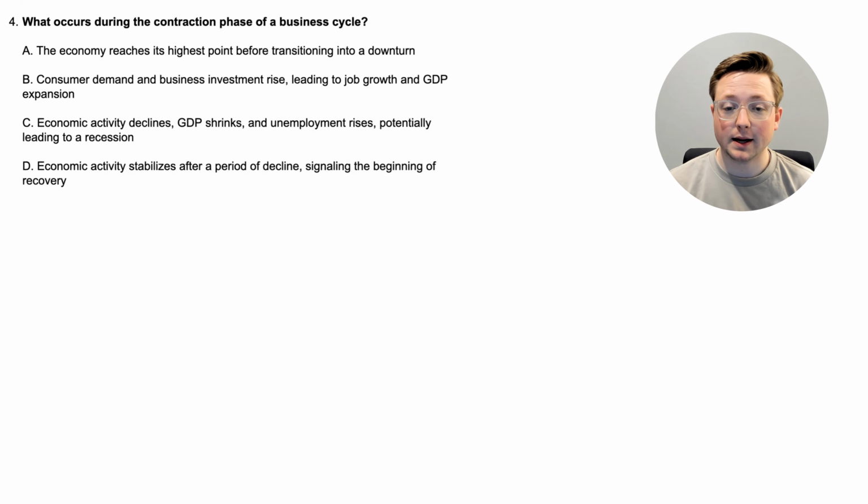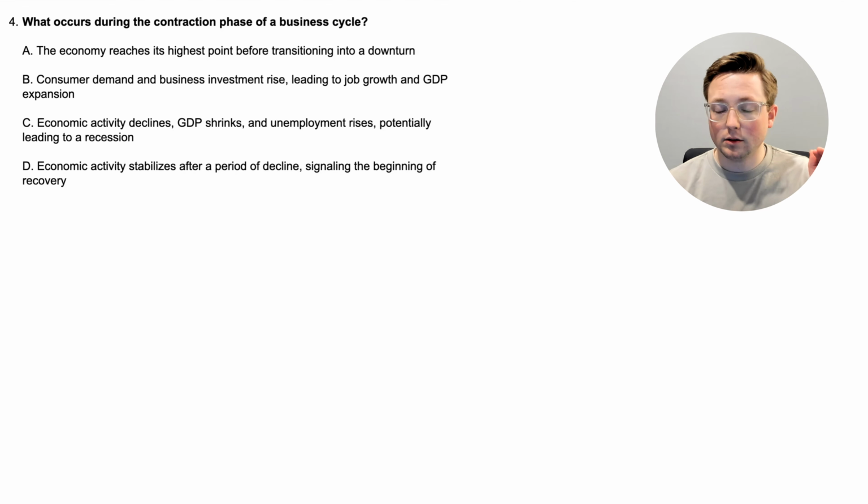Option B, consumer demand and business investment rise, leading to job growth and GDP expansion. Now, again, we also just talked about that. That was the expansion. And literally, that's mentioned in the answer right there in option B. Now let's talk about option C. Economic activity declines, GDP shrinks, and unemployment rises, potentially leading to a recession. And option D. Economic activity stabilizes after a period of decline, signaling the beginning of a recovery.